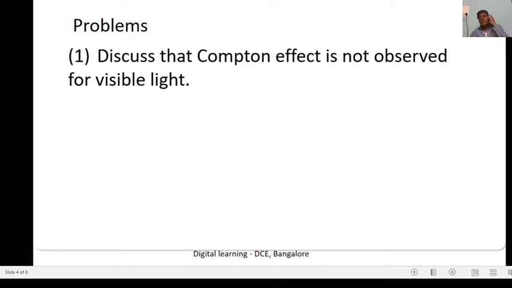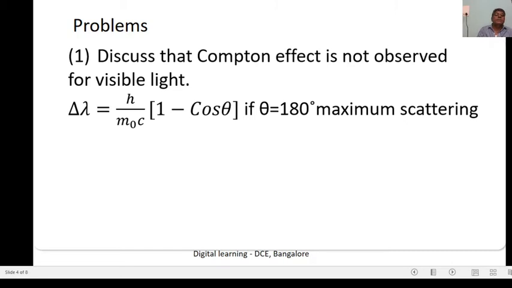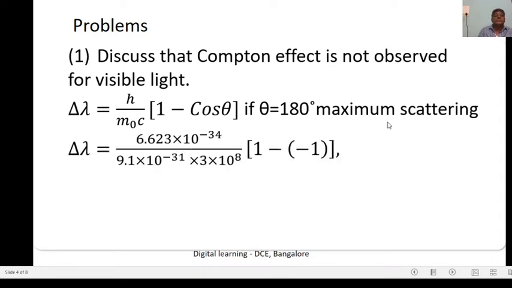So we know that the Compton effect formula is, change in the wavelength delta lambda is equal to h upon m naught c into 1 minus cos theta. Here theta is the scattering angle. If the scattering angle theta is 180 degrees, the scattering is maximum.